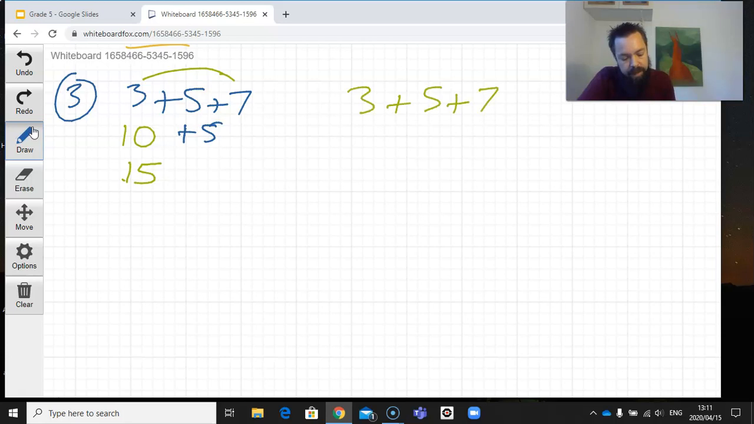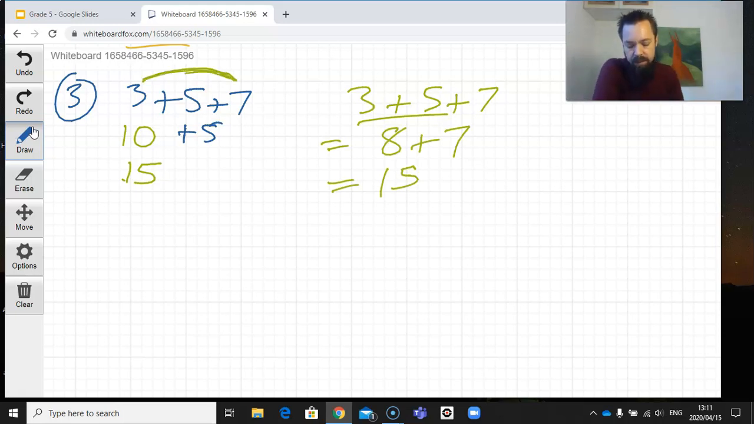I don't have to go 8 plus 7, which some of you might take longer with, which is also 15. I do it this way first because it's easier for me to get to 15 that way than the other way.